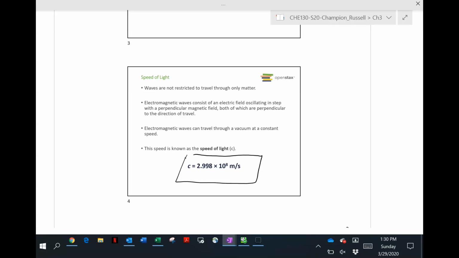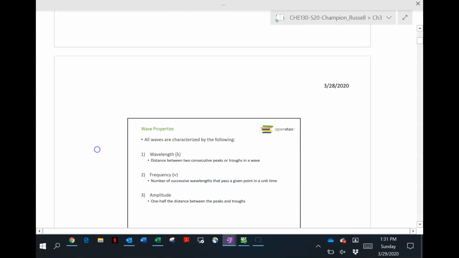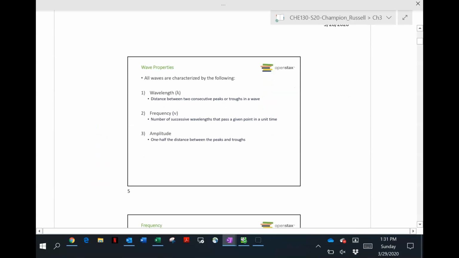That's a very long distance, and a very rapid rate that they're traveling in that second. So when we talk about waves, we generally talk about three properties.